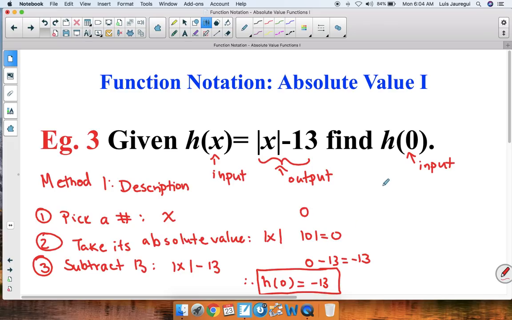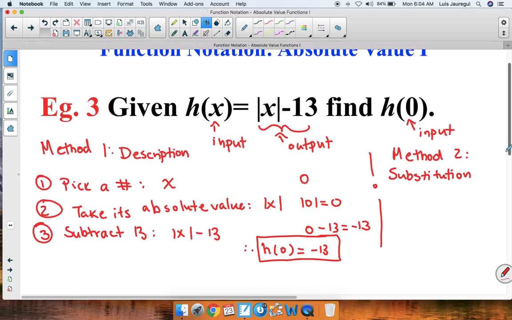Now, let's double check our work by using the second method, or the substitution method. So method 2, substitution. Now, for this method, what we're going to do, we're going to substitute in 0 into this expression on the right wherever we see an x.